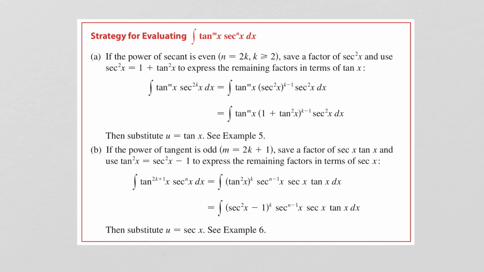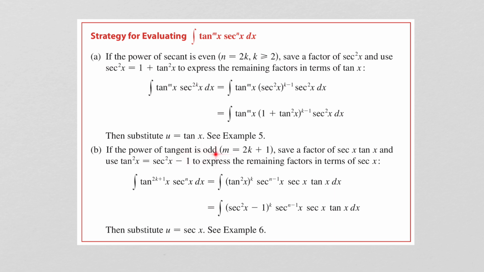So in summary, when integrating powers of secant and tangent, if the power of secant is even, we're going to save a factor of secant squared and then use secant squared equals 1 plus tangent squared, and then we're going to let u equal tangent of x. So just look at the example that we just did for guidance on that.